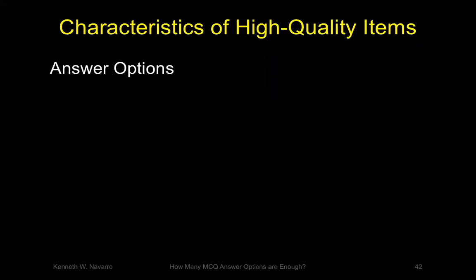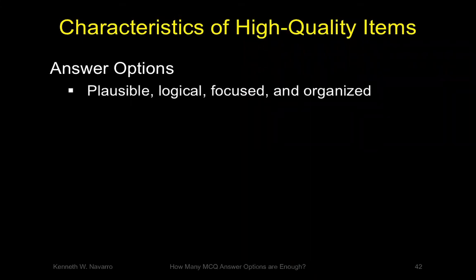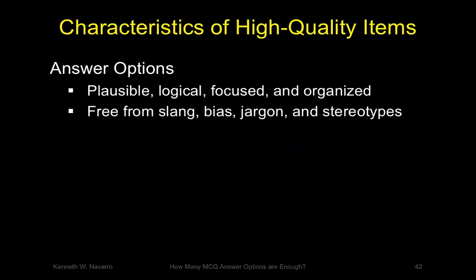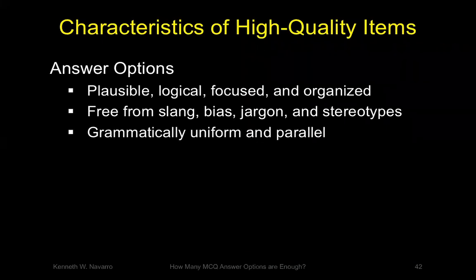Okay, now let's talk about the answer options. Remember that one of these options is going to be the correct answer, but your options need to be plausible, logical, focused, and organized. You should have them free from slang, bias, jargon, and stereotypes that could introduce error, and could also introduce some legal ramifications for you if someone were to challenge your exam. Make sure that your answer options are grammatically uniform and parallel. So once again, we don't have any cues on what the correct answer should be based on the way that the item was constructed.